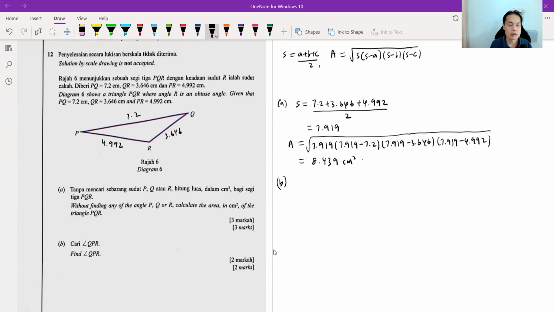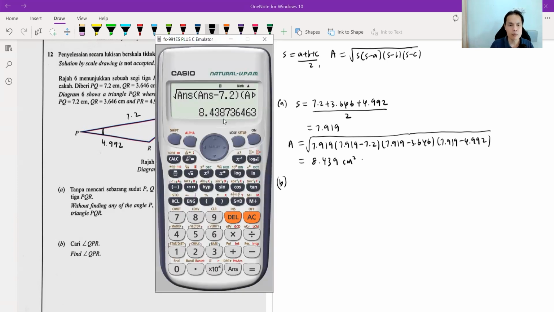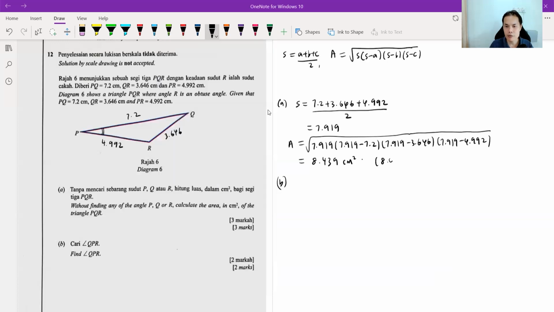Find angle QPR. So QPR is this angle. Now, I already have this area. Once you know this area, I think it's easier to use half ab sine C. If you want to use cosine rule to recalculate the area, you can, but I like half ab sine C. If you want more decimal points, just to make sure, you can write 8.43874. Just use this just in case you find the answer is not that accurate, but it's actually not necessary.